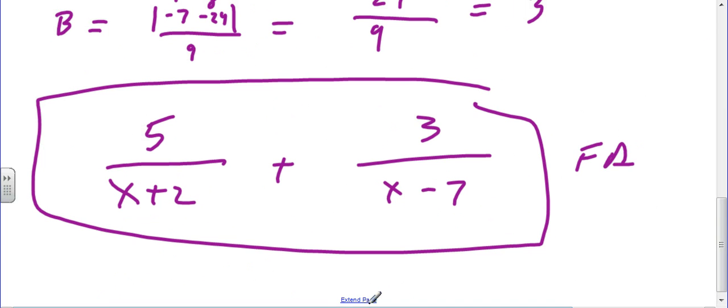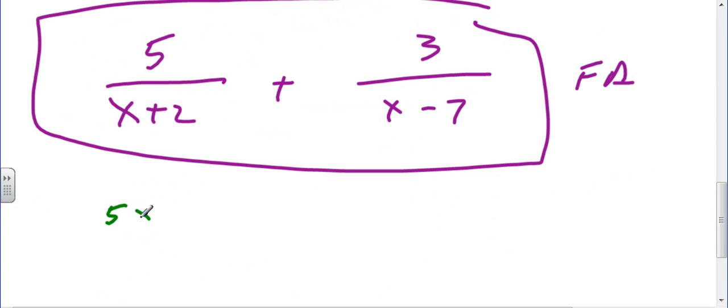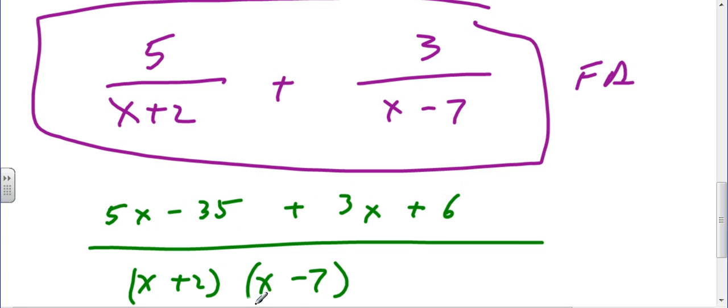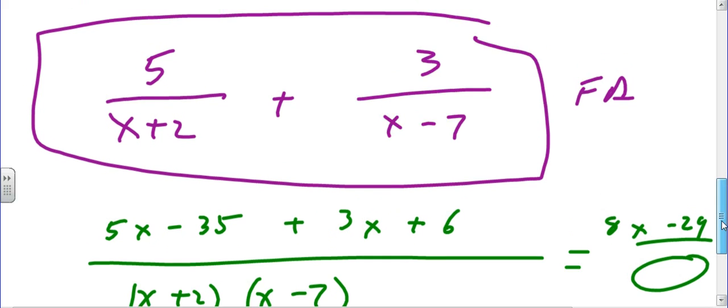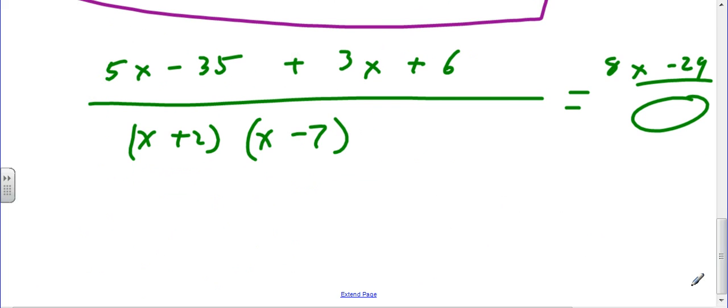And then we'd want to check our work. So we'd say, well, this is 5x minus 35 plus 3x plus 6 divided by x plus 2, x minus 7. And then that's 8x minus 29 over the stuff on the bottom, and that's exactly what we started with. So using the author's problem instead of the instructor's problem, we got one right.